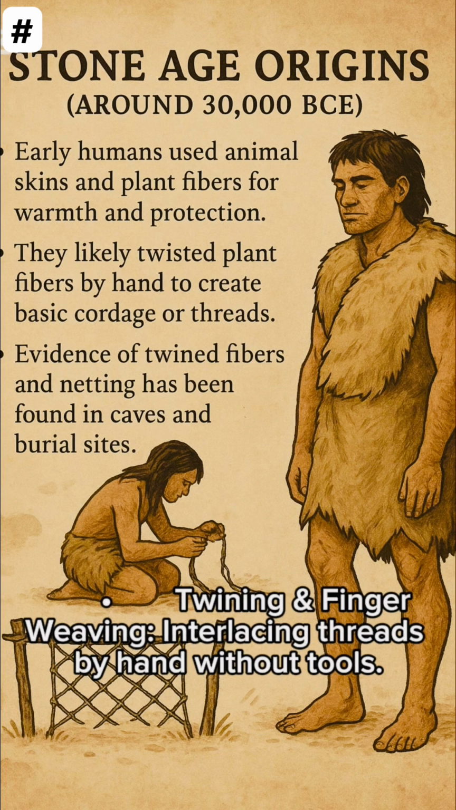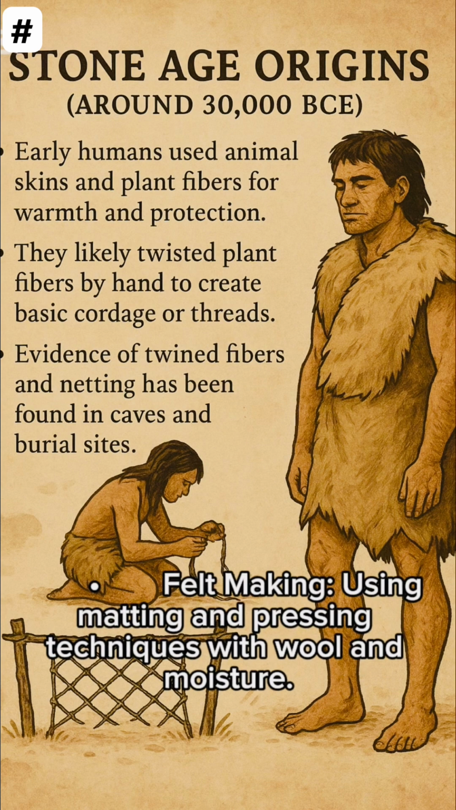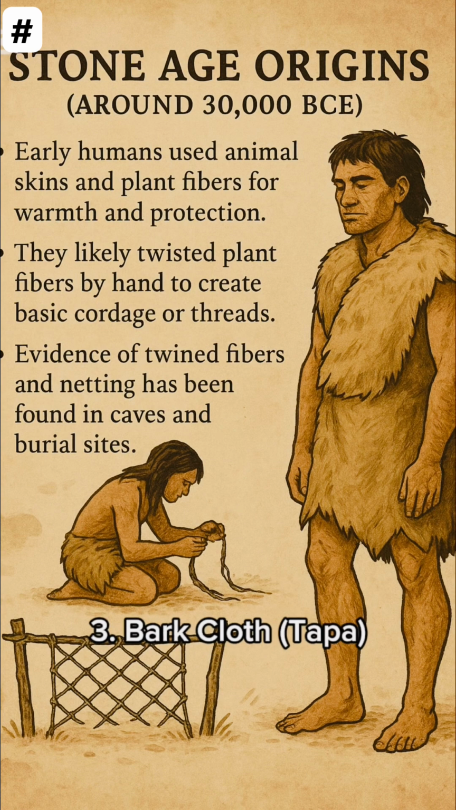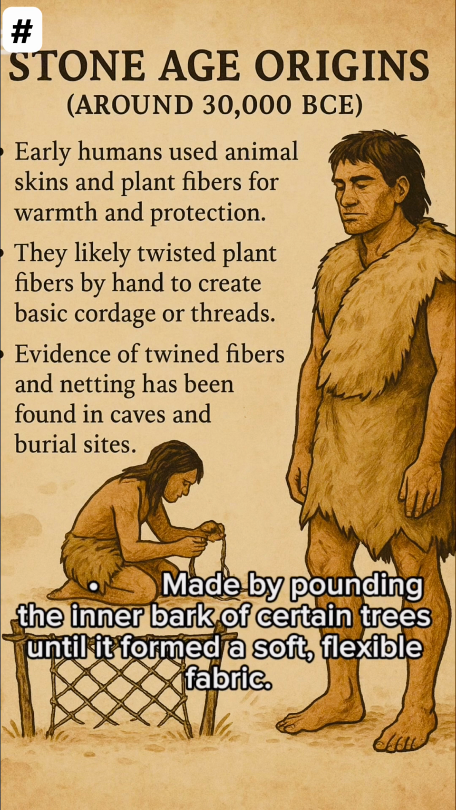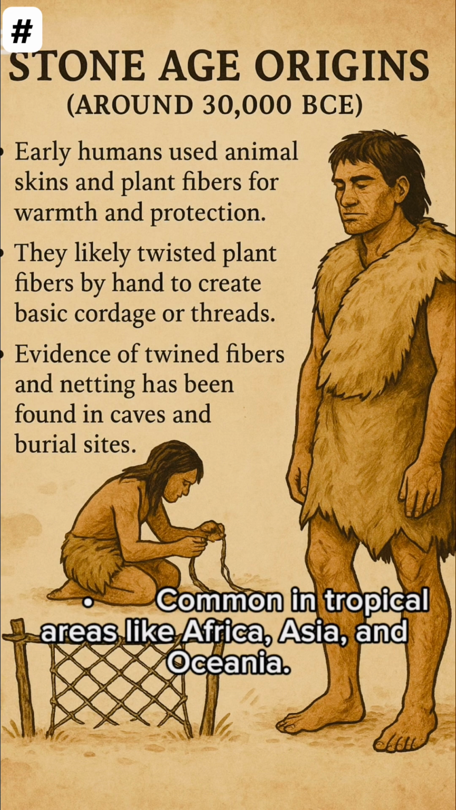Twining and finger weaving, interlacing threads by hand without tools. Felt making, using matting and pressing techniques with wool and moisture. 3. Bark cloth, or tapa, made by pounding the inner bark of certain trees until it formed a soft, flexible fabric. Common in tropical areas like Africa, Asia, and Oceania.